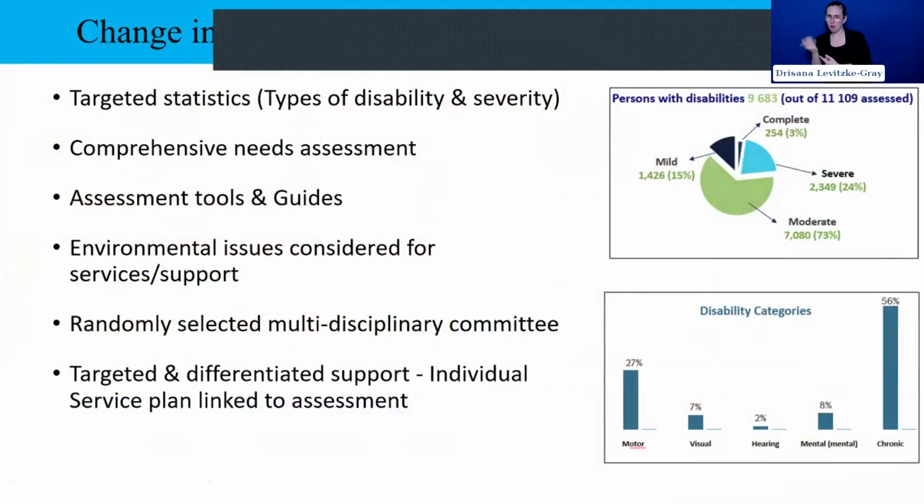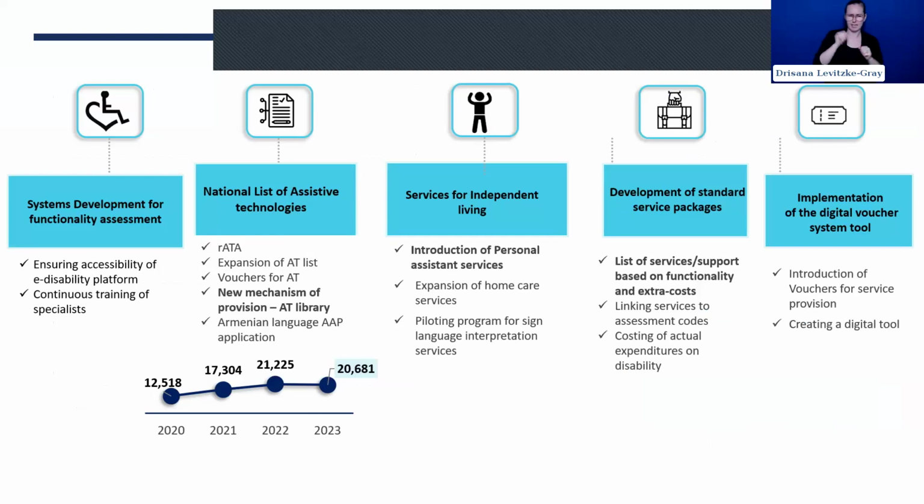Now, what we have with this new system, first of all, is disability in numbers, which means that we can see the severity status of those that are in the system. And we also see the disability categories. We have comprehensive needs assessment. So we have doctors and non-doctors conducting the assessment, and all assessments are based on assessment tools and guides, which prove the reliability of the assessment. Environmental factors are also considered for developing individual services and support. And the committee of assessors is randomly selected, minimizing the possibility of fraud. And also with this new assessment system, we have the data for developing individual service plans, but it also gives information to the government to plan the budget for the services.